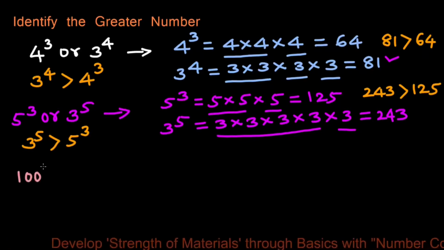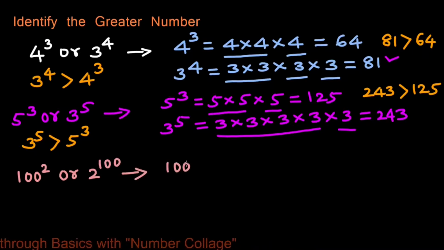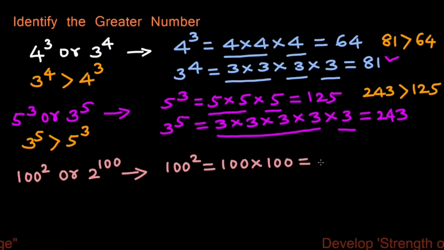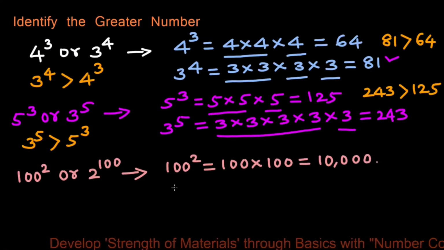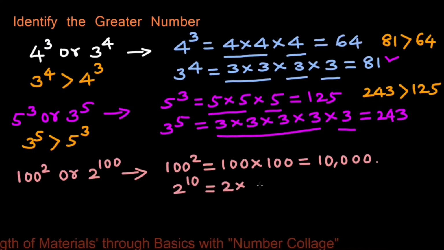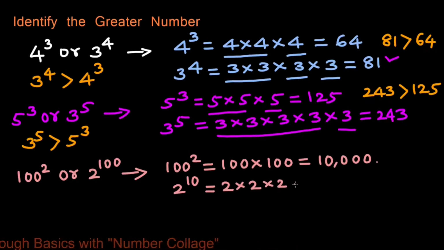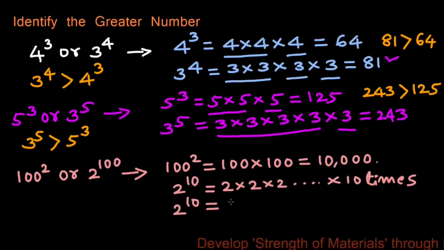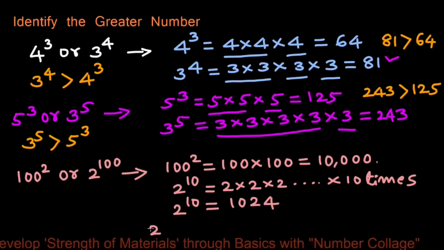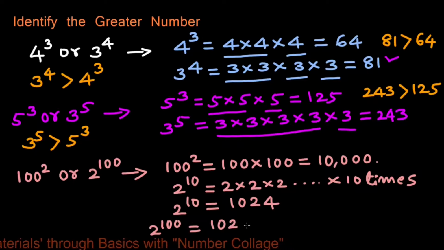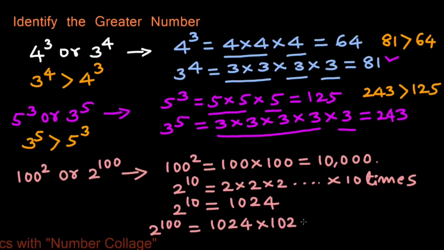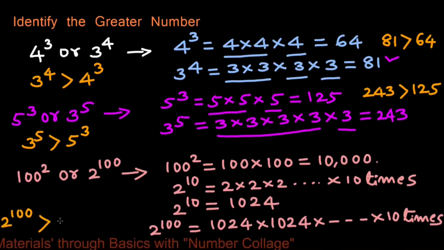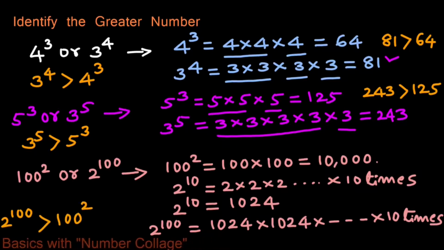Next is 100 square or 2 raised to 100. 100 square will be 100 multiplied by 100. That will be 10,000. First, let us calculate 2 raised to 10. So that will be 2 multiplied by 2 multiplied by 2, so on and so forth, 10 times. That will work out 2 raised to 10 equals 1024. Therefore, 2 raised to 100 will be 1024 multiplied by 1024, 10 times. Obviously, 2 raised to 100 will be greater than 100 square.